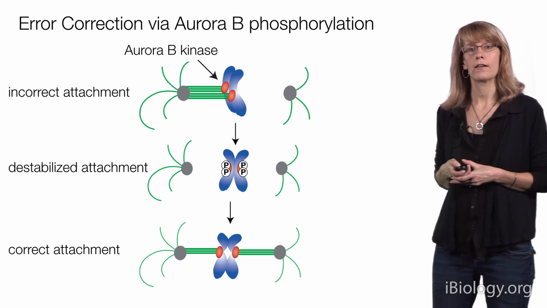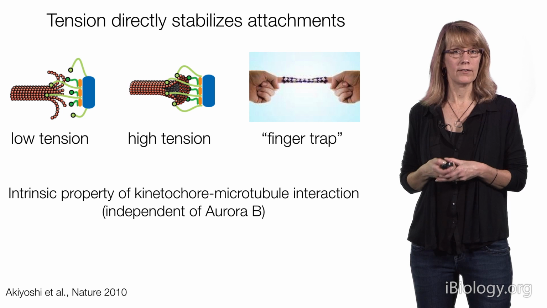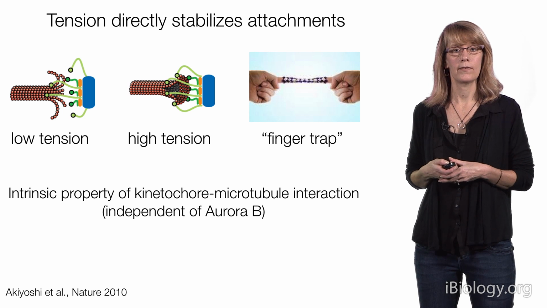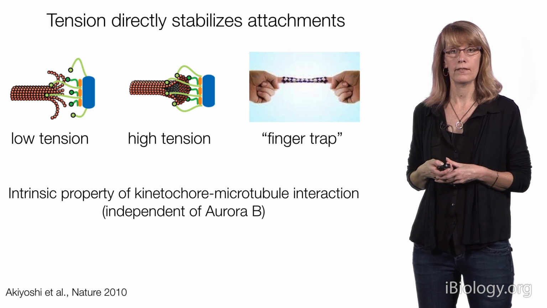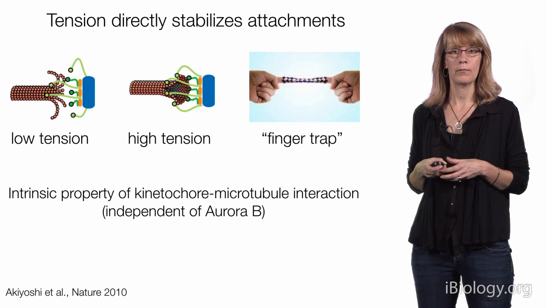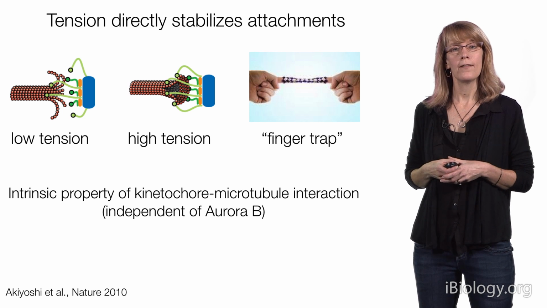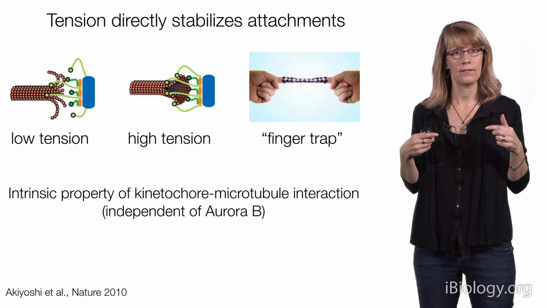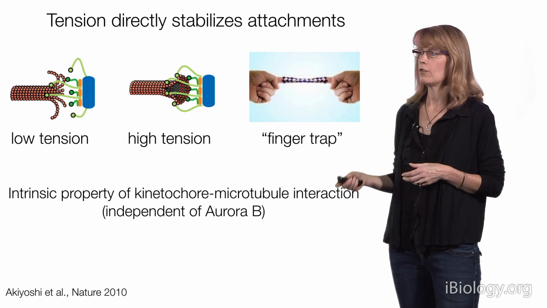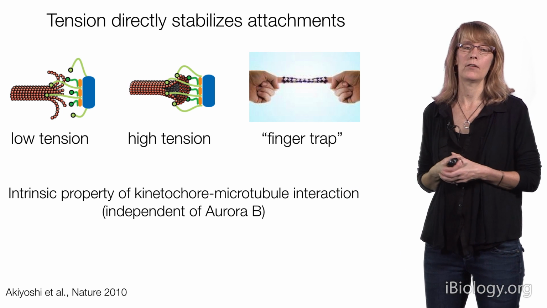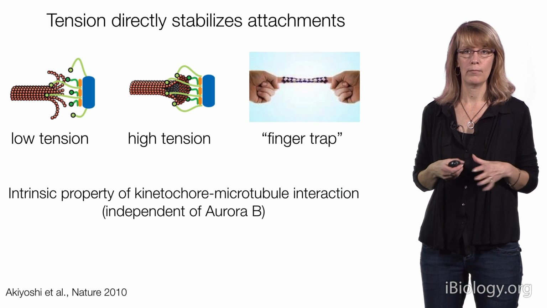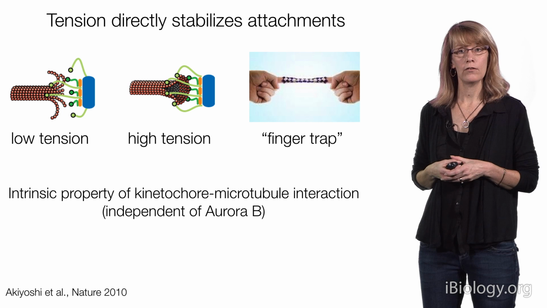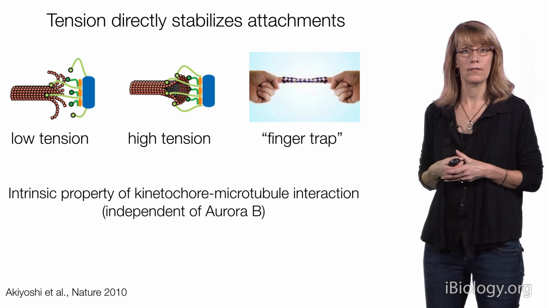Now there's a second mechanism, and that's one where tension directly stabilizes attachments. And the idea here is that tension itself promotes more microtubule binding elements to bind to the tip of the microtubule. And this is like those finger traps, if you remember, where as you pull on them, things get even tighter. And this is really just an intrinsic property of the kinetochore-microtubule interaction. There is no Aurora B involved in this. And in part 2 of my talk, I'll tell you how we discovered this mechanism.